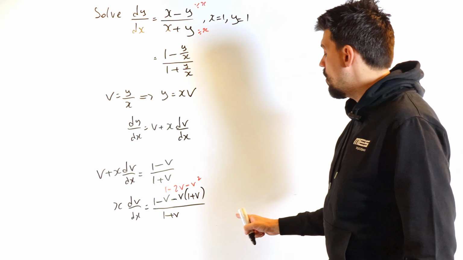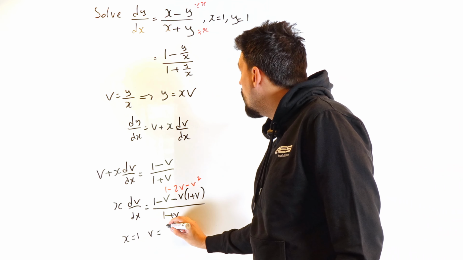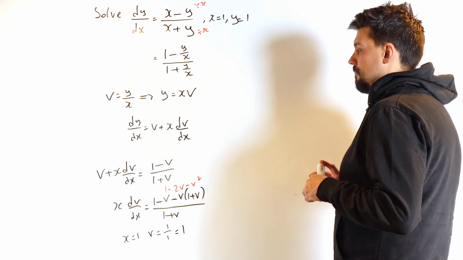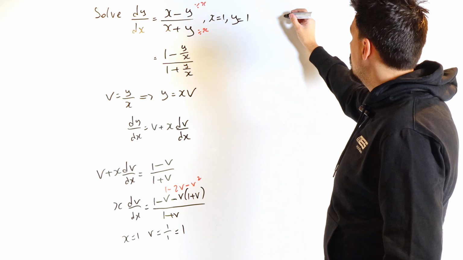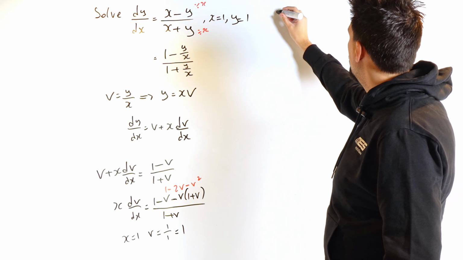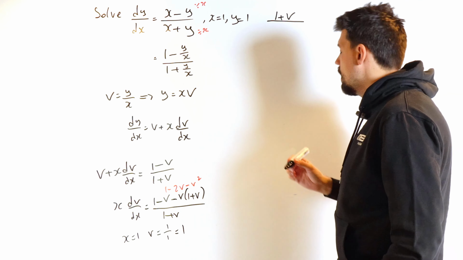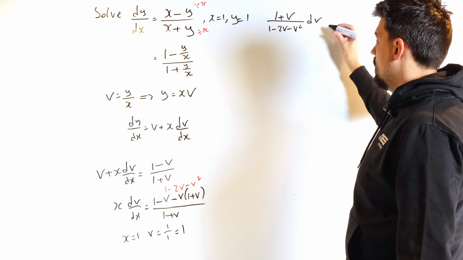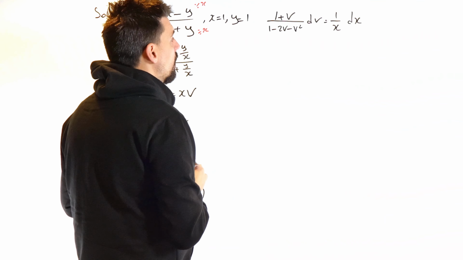We probably do also want my initial condition, which is when x is 1, v being y over x is 1 over 1, so v is 1. All right, so let's see what we can get. Now, if we separate the variables on this, I'm going to get up here 1 plus v over 1 minus 2v minus v squared dv is equal to 1 over x dx. Okay?